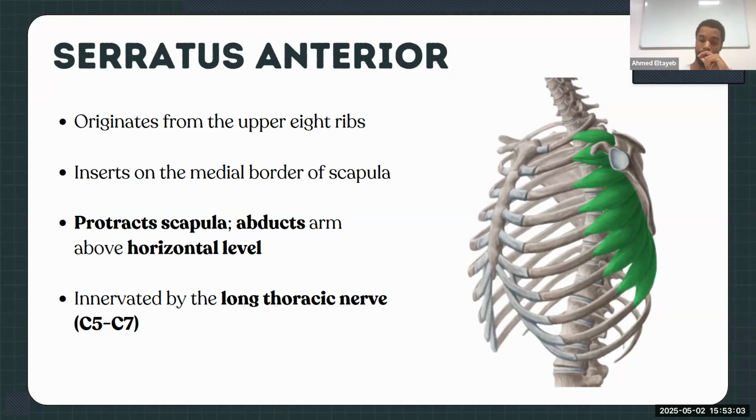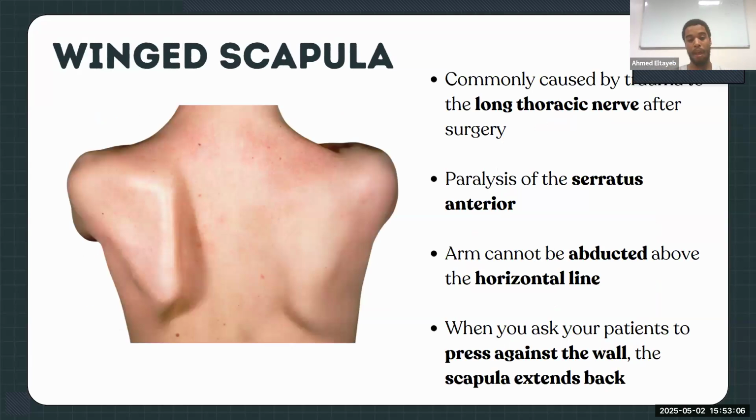Now, this is clinically relevant because we have a condition called winged scapula. Sometimes when a patient comes with breast cancer, and typically the guidelines for treating breast cancer are a radical mastectomy, or removing the whole breast. And a complication of that surgery is damaging the long thoracic nerve. And when you damage the long thoracic nerve, you paralyze the serratus anterior.